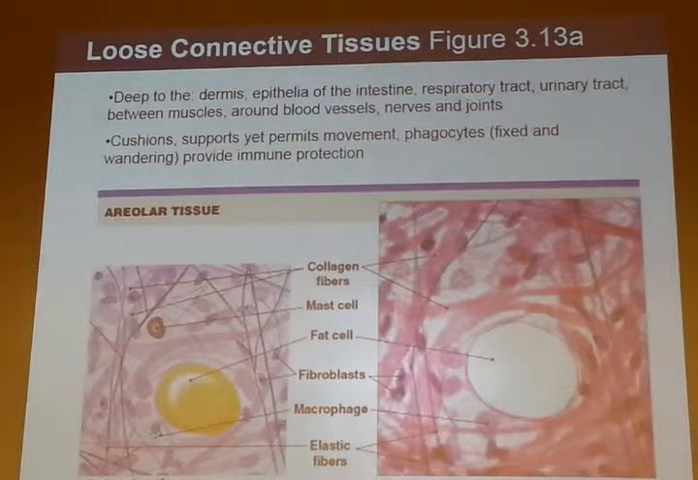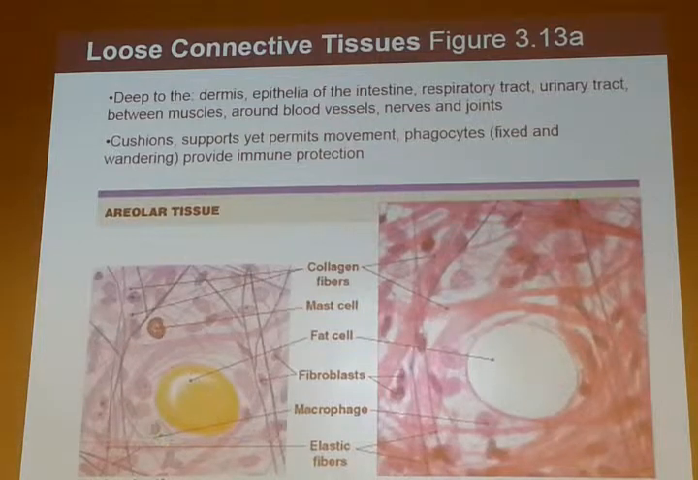Okay, so areolar connective tissue. You look at it, it's got open spaces. It's got elastic fibers, bigger fibers that are collagen. This blank space was full of fat, but when you fix the tissue, the fat was washed out in the alcohol. And so it looks like a blank space.